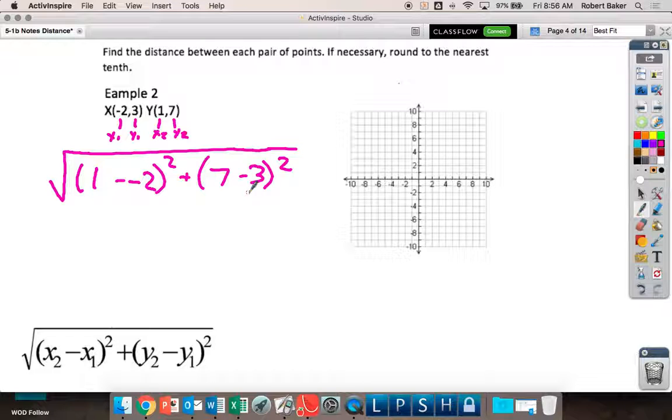So if you get that down correctly, you have the ability to attempt to type that in your calculator. I'm going to hand math it, and then we're going to calculator math it, and we're going to make sure that our answers work. So if you want to work ahead of me, I can't stop you. Everything under the radical gets math first. 1 minus negative 2 is 3. 7 minus 3 is 4.